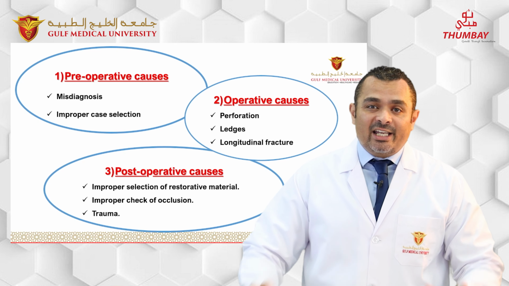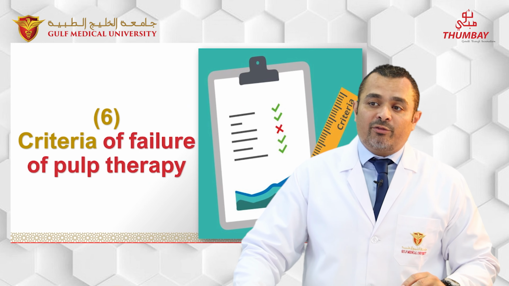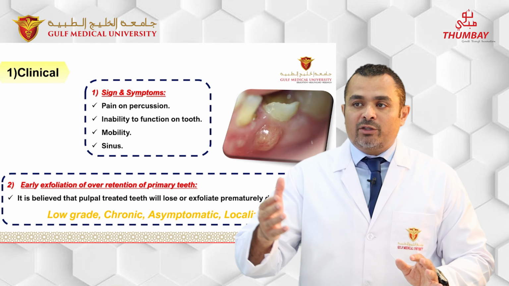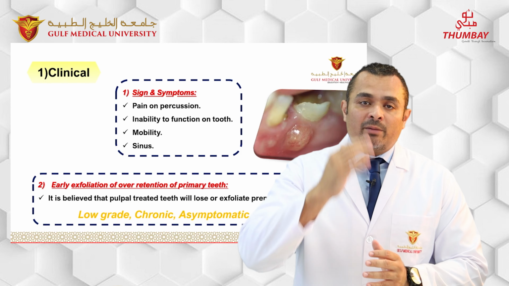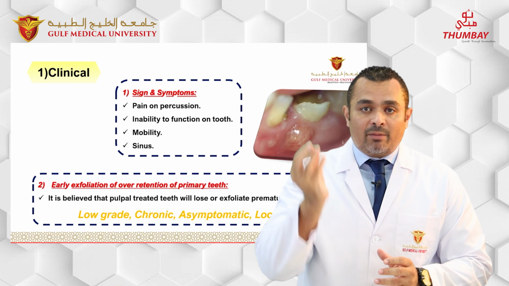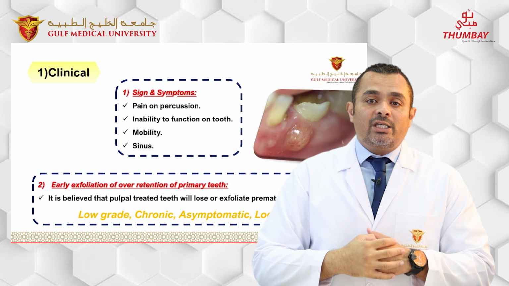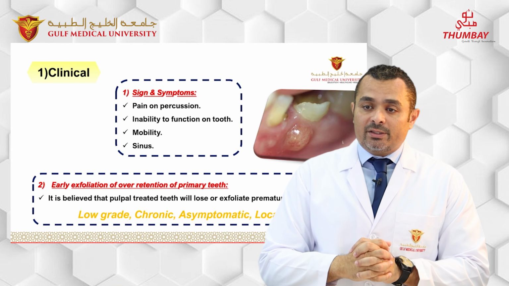What about the criteria? How do the failures appear to us? How will the failure following the pulp therapy present, either clinically or radiographically? Clinical: by default, pain on percussion. The patient comes to your clinic saying, doctor, I'm feeling pain on percussion, meaning something pathological. Inability to function with the tooth, mobility, and, as we've seen here, a sinus appearance buccally.